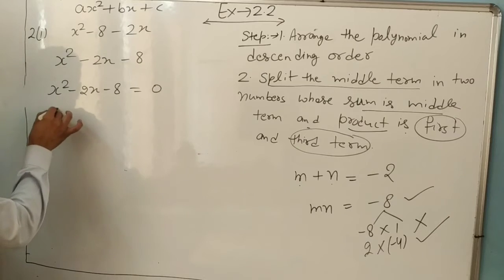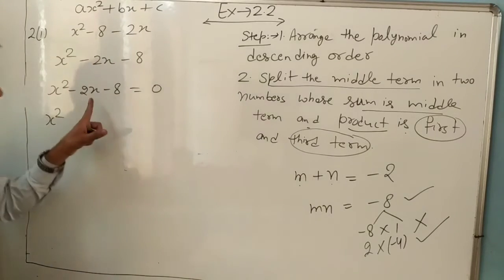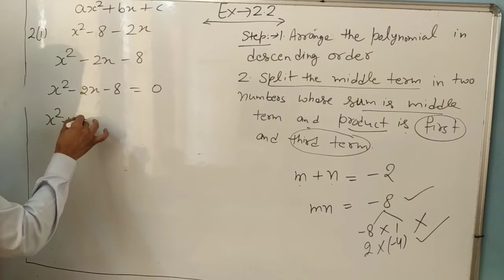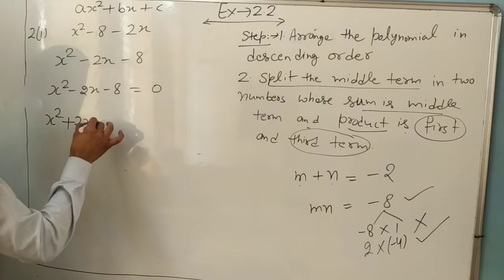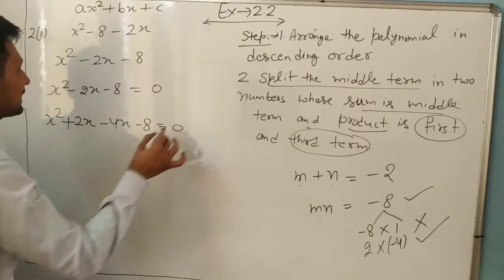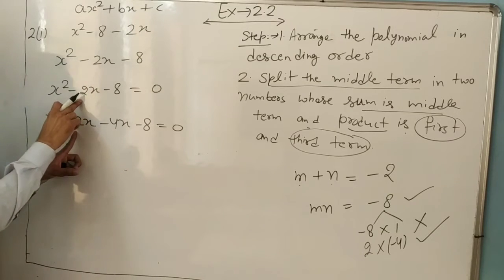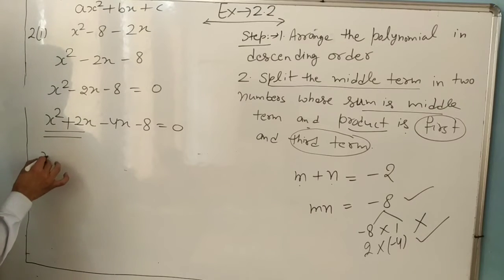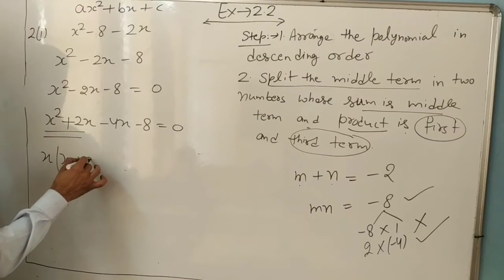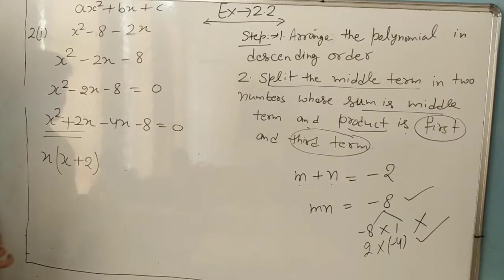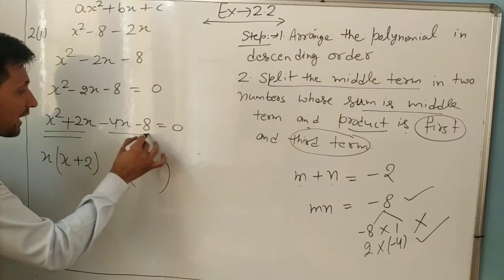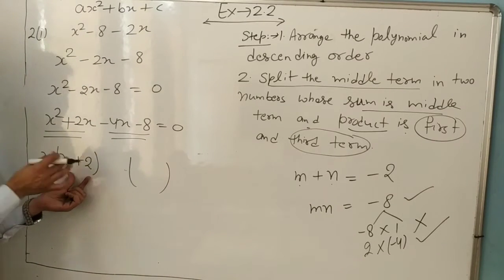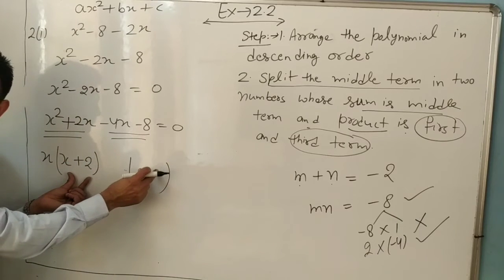So x square, then plus 2x, because we are splitting the middle term, and second is minus 4x. You can verify also, dear: 2x minus 4x is minus 2x, we split only the middle number. Now from the first two terms take any common. What is common? X plus 2. Next, dear, every time remember, whenever we take a common factor, what is given in the first bracket comes same as it is in the second bracket.